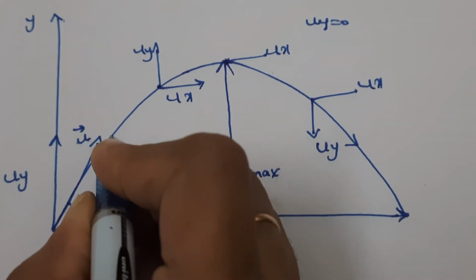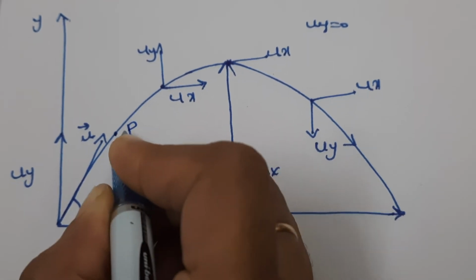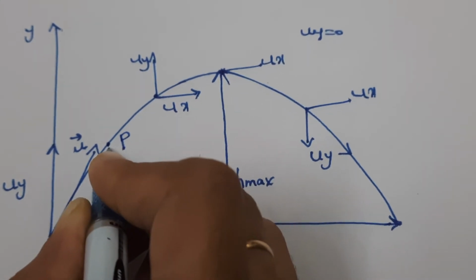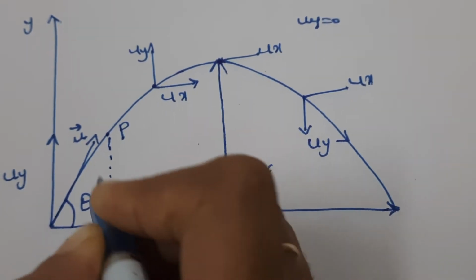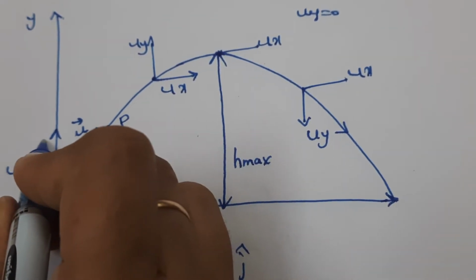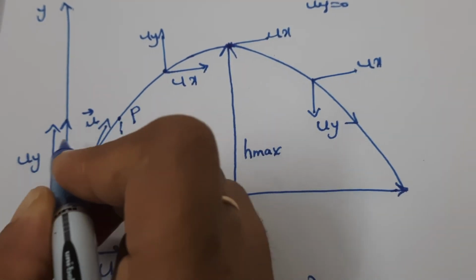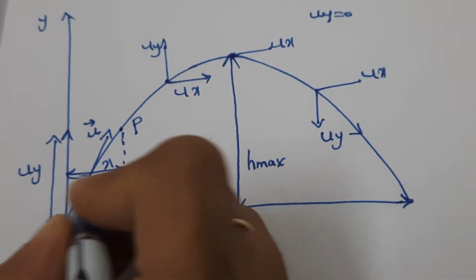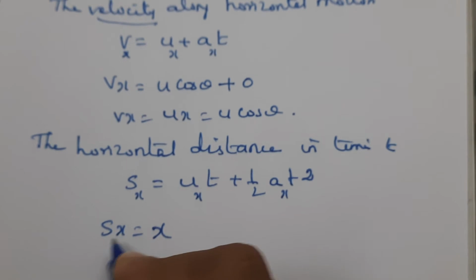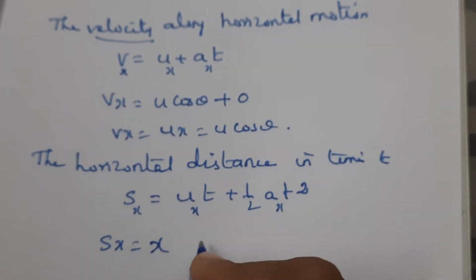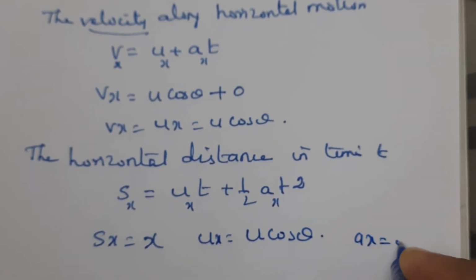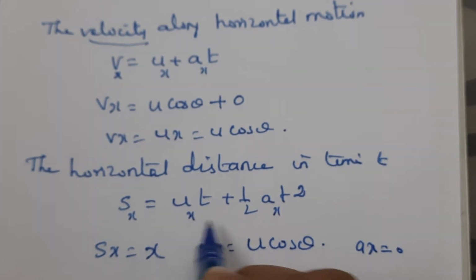So here consider this point P. After a particular time t, the ball or the object may reach this point P. So what is the horizontal distance? That is, this distance is the horizontal distance and this distance is the vertical distance, right? So x is the horizontal distance at any time t. So Sx is equal to x and we know ux is equal to u cos theta and ax is equal to 0. So how can this equation be written?